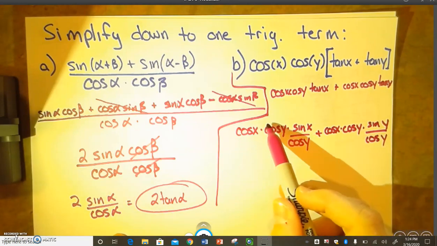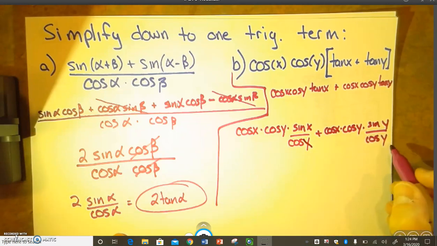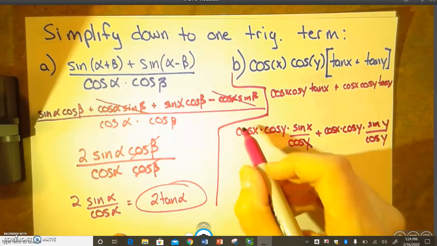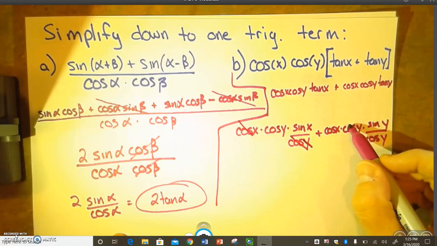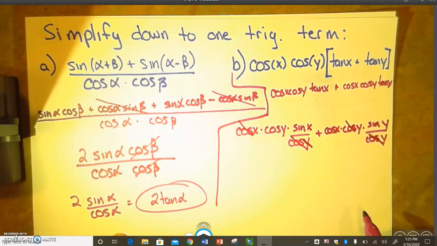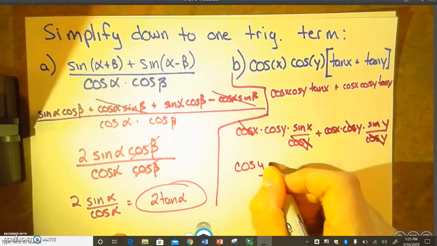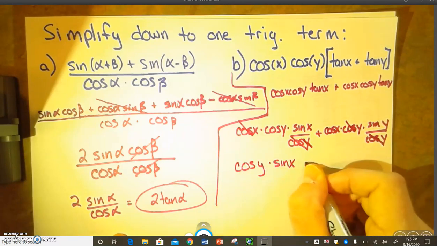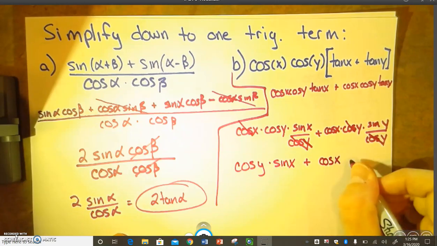Cosine y cancels, and oops, this would have been a cosine x. Shouldn't have canceled in both. So cosine x cancels in the first term. Cosine y cancels in the second term. And let's just rewrite what's left. So we have a cosine y sine x plus cosine x sine y.